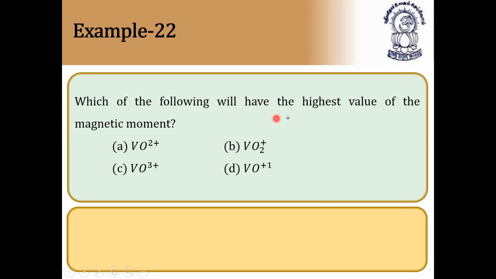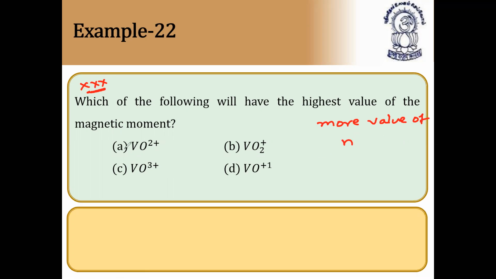Which of the following will have the highest value of magnetic moment? This type of question has come many times, so that's why this is very, very important. Highest magnetic moment, we have straight away solved this question. Which contains more value of n? More value of n, that is, more unpaired electrons.